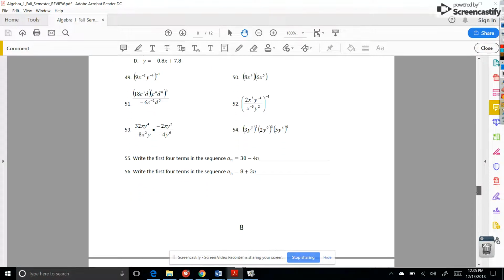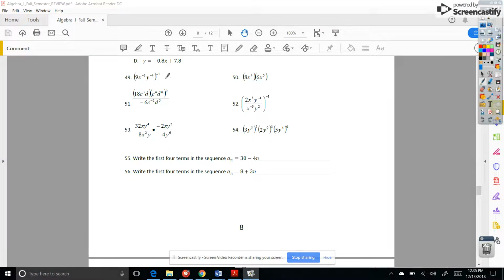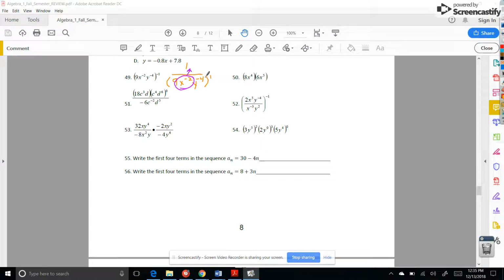Okay, down to some exponents. So in number 49, this whole entire quantity is negative. So I'm going to put that whole entire quantity down in the denominator. And it's going to make this negative 1 a positive 1. Then I'm going to take my negative exponents and move them to the numerator to make them positive. So I have x to the second, y to the fourth divided by 9. And there's my answer for 49.